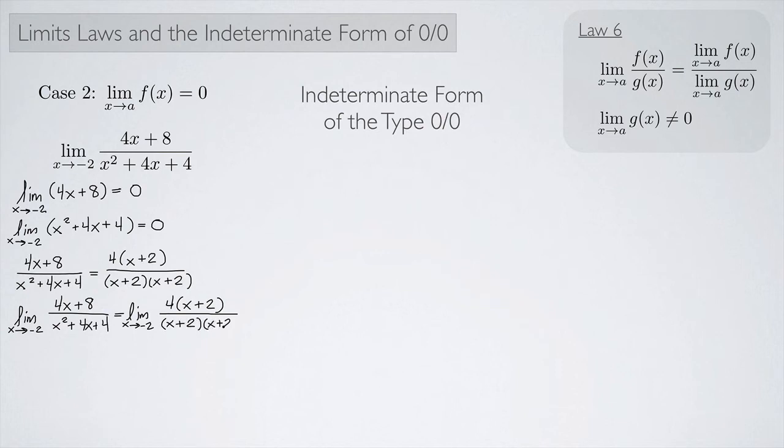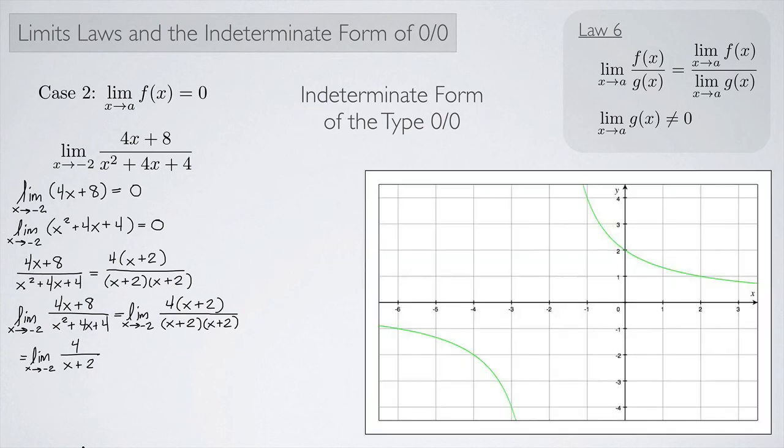And once again, we have something that cancels. We can cancel out one of the x plus 2 terms. And so this will leave us with the limit as x approaches negative 2 of 4 over x plus 2. But now we have a problem. We're essentially at case 1 now. We have a limit of a numerator here that is not equal to 0, but the limit of the denominator does equal 0. And so this looks a lot like what we saw in case 1.